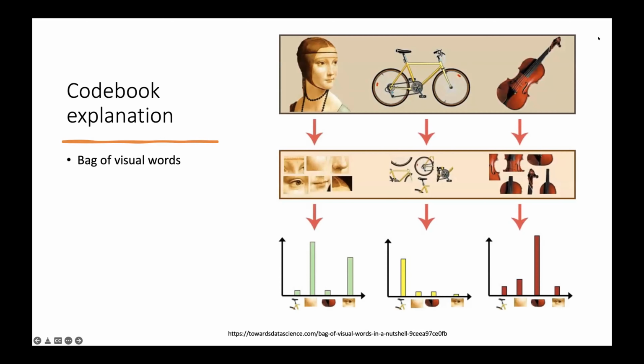So the codebook is a trainable matrix, a bag of visual words. As you see here, this image consists of these visual words, this image consists of these visual words, and this image consists of these visual words. And if we want to represent an image with all these visual words, we can do that. So basically, the codebook is a matrix of visual words which are trainable.